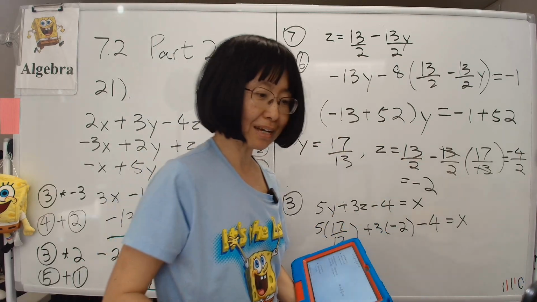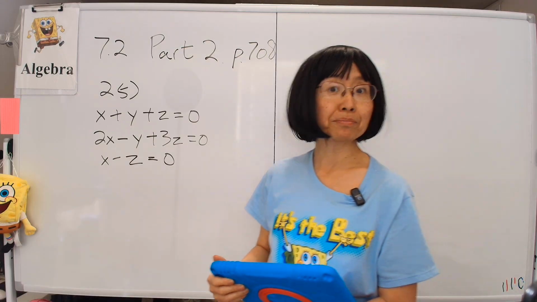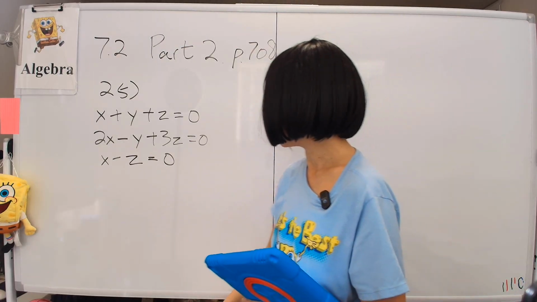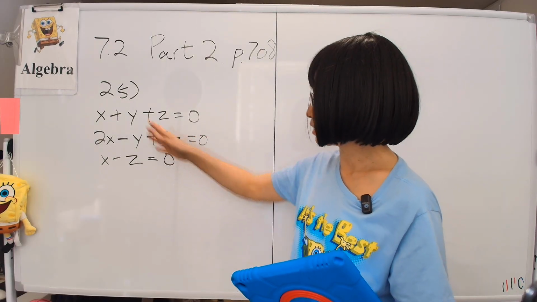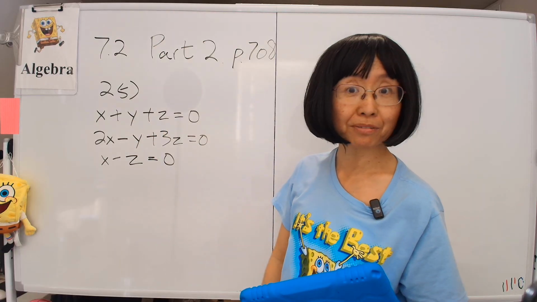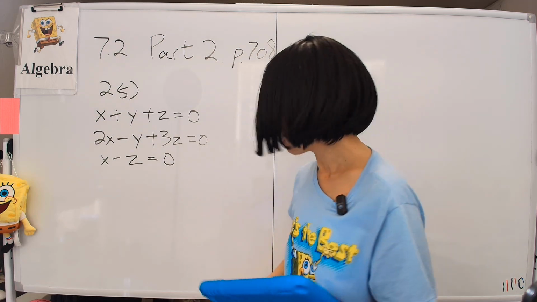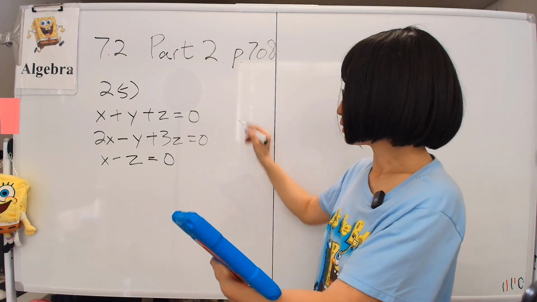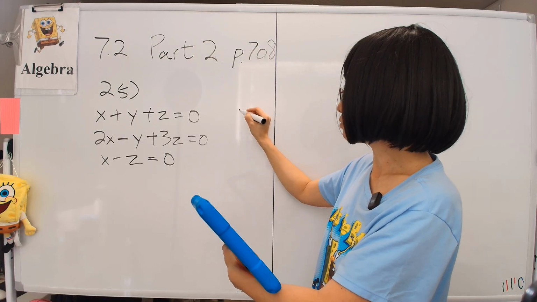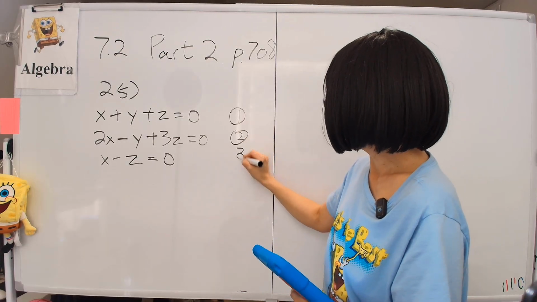We're now done with problem 21. Next, let's do problem 25. Problem 25 is actually an easy one, being that everything is equal to 0. If it all adds up to 0, you know that 0, 0, 0 has to be one of the answers. But we're going to do it anyway for the practice. So this is x plus y plus z equal to 0, 2x minus y plus 3z equal to 0, and x minus z equal to 0.